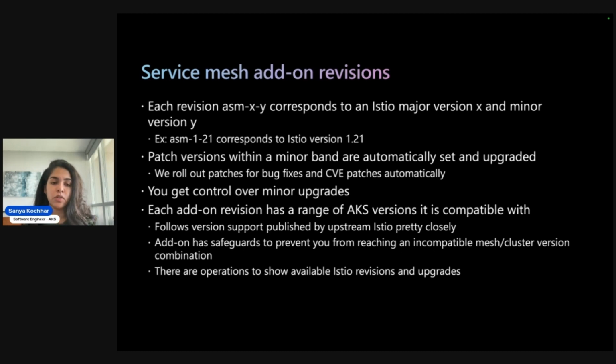And there would be a range of AKS versions that each add-on revision would be compatible with. And those versions correspond pretty closely to the Istio upstream versioning support matrix. So we try to just follow in terms of releasing around the same time and then matching our tested versions with the Kubernetes tested versions as well. We do occasionally add more flexibility with the versioning in case there's a new Kubernetes version that doesn't have a compatible Istio version just yet. We also have safeguards in place to make sure that you don't reach an incompatible mesh and cluster version combination. And we have a few operations available to show you what revision you can install and what revision you can upgrade to at a given time.